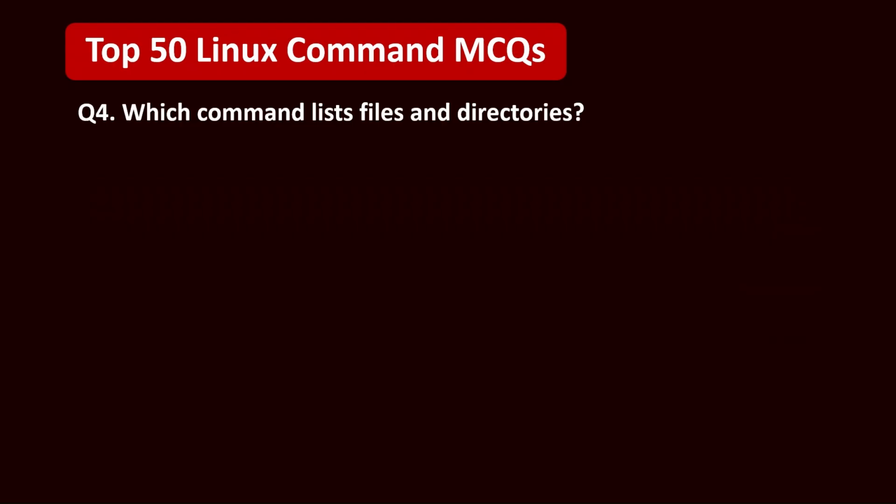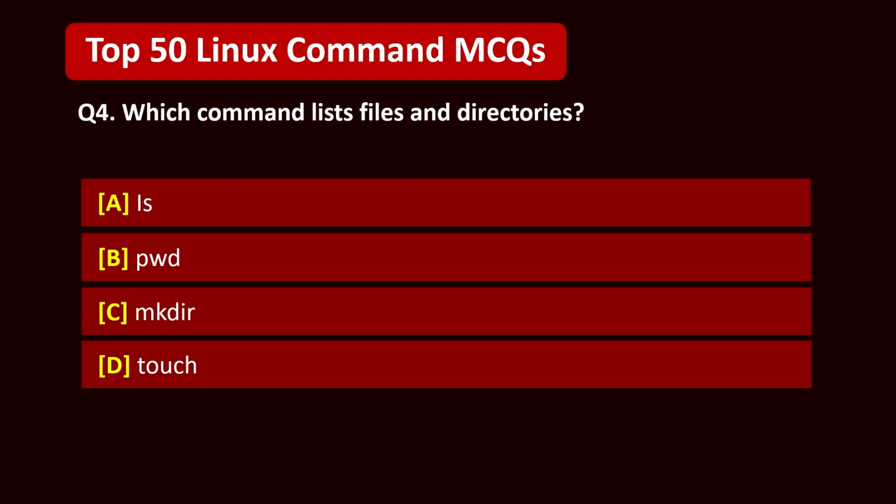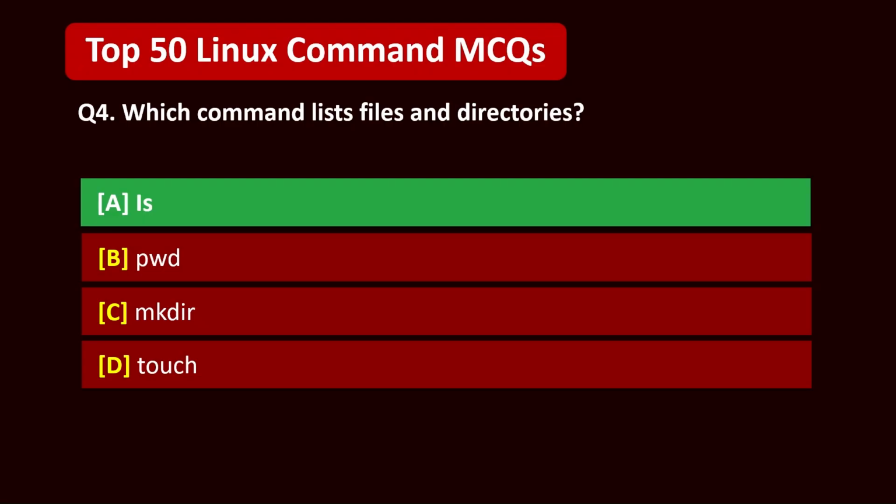Question 4. Which command lists files and directories? A. ls, B. pwd, C. mkdir, D. touch. 5, 4, 3, 2, 1. Correct answer is A. ls.